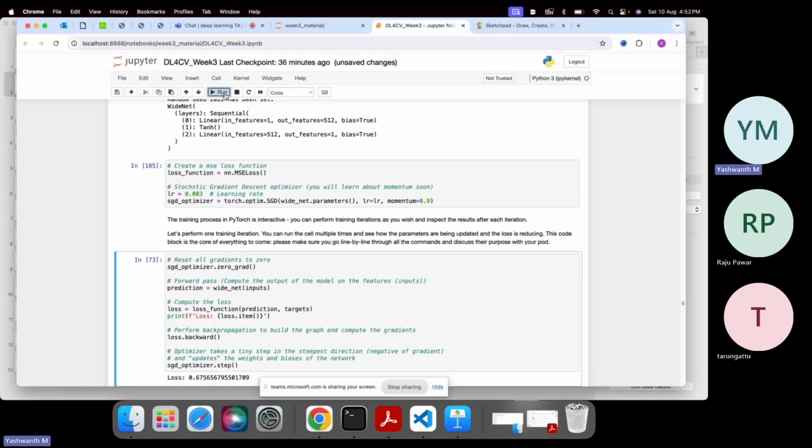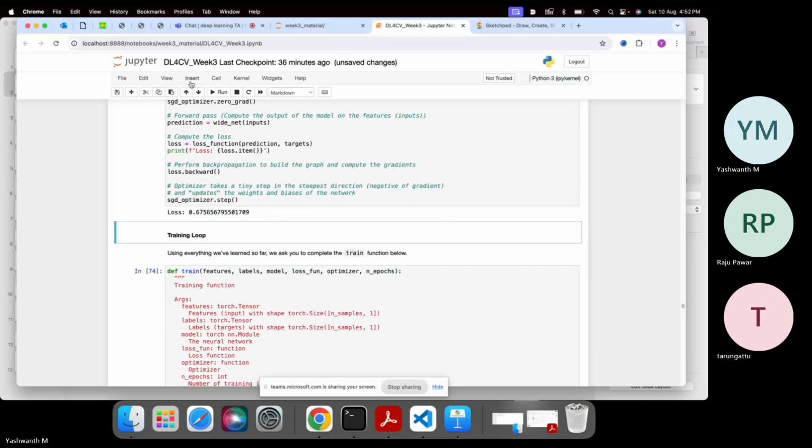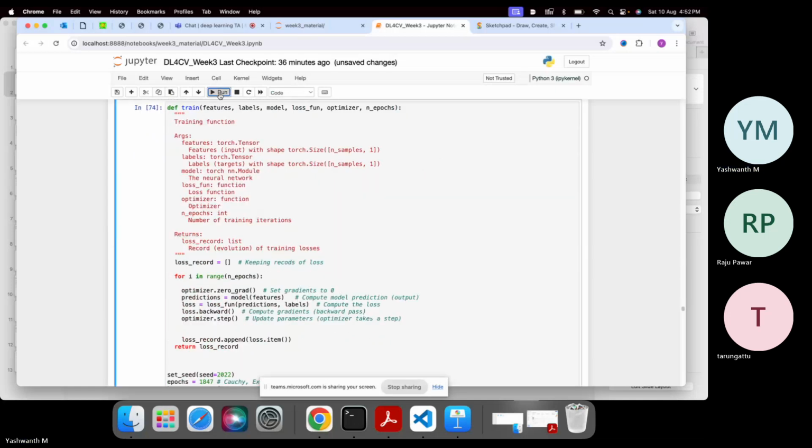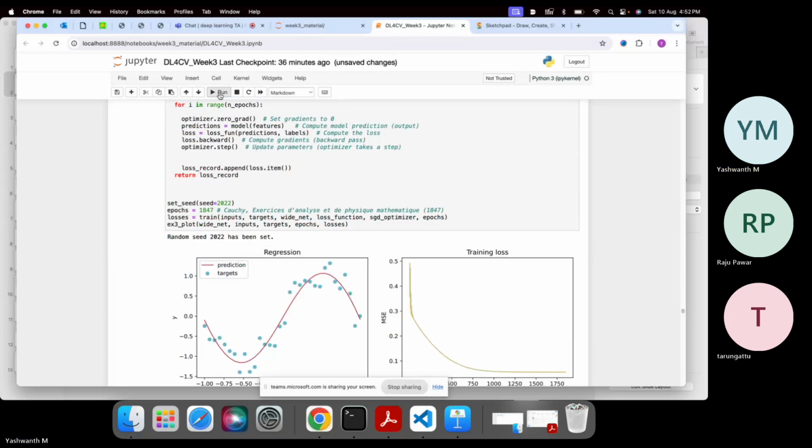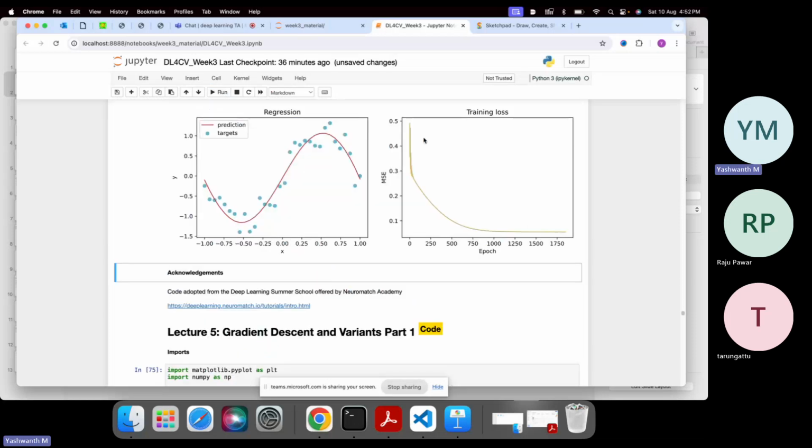Now you train it. This is the loss, and one can see how that loss is converging to zero using the gradient descent algorithm. And this is the prediction. You can see it is pretty continuous because the function, the tanh, is continuous. And this is how it fits the data.